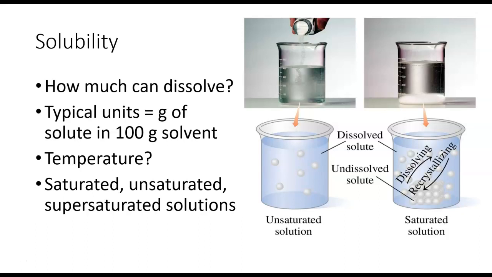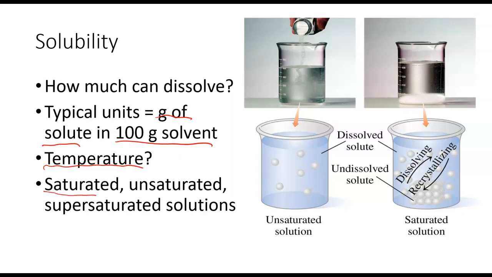Let's take a look at solubility, or how much of a particular substance can dissolve in a solvent. The typical units that we look at for solubility are grams of solute in 100 grams of solvent, although there are other measures you may see. It's also important to keep in mind that temperature is really important for solubility. We'll look at how that affects solid solutes versus gaseous solutes, so whether you've got a solid or a gas dissolved in a liquid.